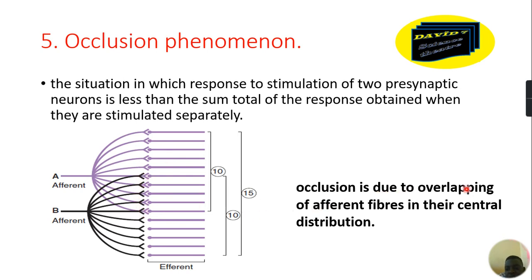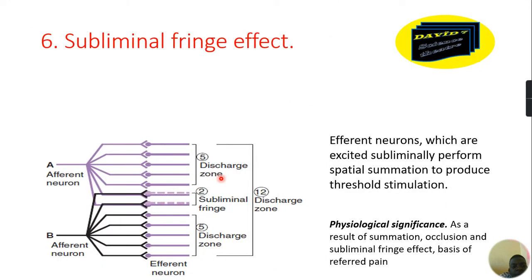So occlusion is due to overlapping at afferent fibers in the central distribution, as you can see here. If it was single, we would get 10 impulses and 10 impulses, but after occlusion and overlapping, we get 15 impulses. All right. Number 6 is subliminal fringe. So in subliminal fringe, what we can talk about, look at this. Efferent neurons which are excited subliminally perform spatial summation, produce threshold stimulation.